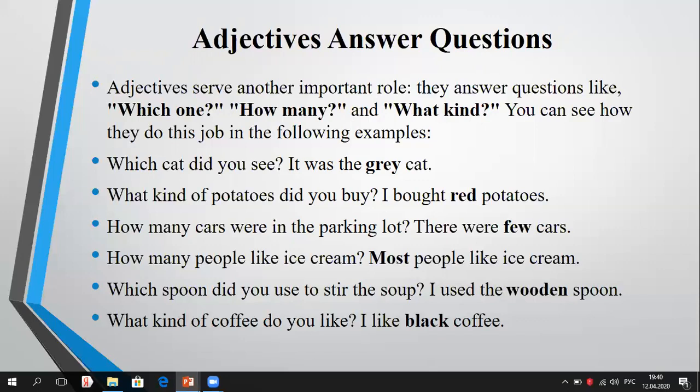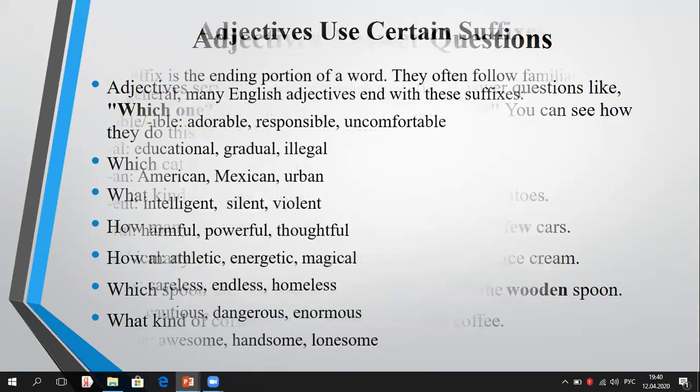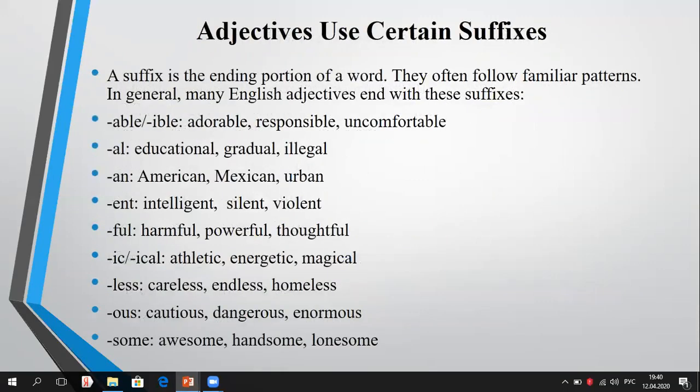Which spoon did you use to stir the soup? I used the wooden spoon. What kind of coffee do you like? I like black coffee. You see, all these adjectives answer the questions which one, how many, and what kind. The next function is adjectives use certain suffixes.